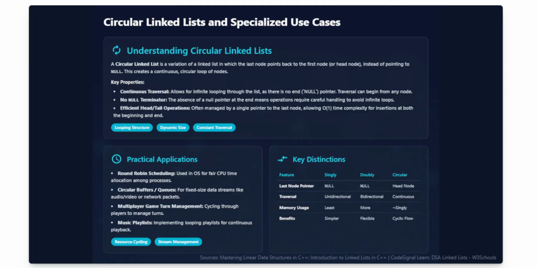Key advantages include efficient head and tail operations with O(1) complexity, and constant traversal capabilities. These structures excel in practical applications like round-robin CPU scheduling, circular buffers for audio and video streams, multiplayer game turn management, and looping music playlists. Unlike singly or doubly linked lists that terminate with NULL pointers, circular lists provide continuous cyclic flow while maintaining similar memory usage to singly linked lists.